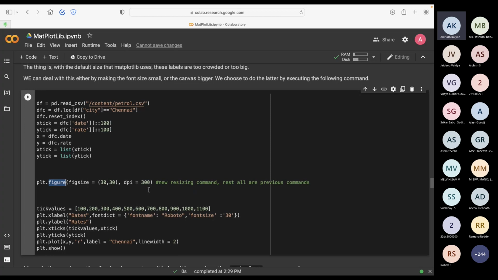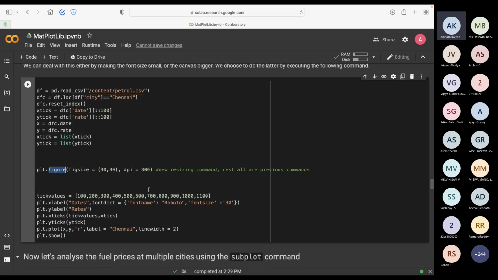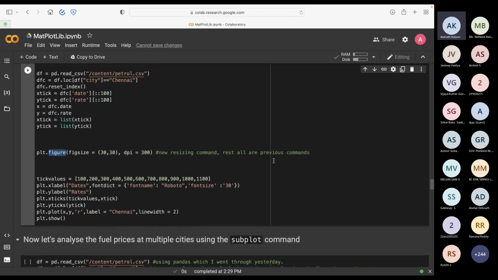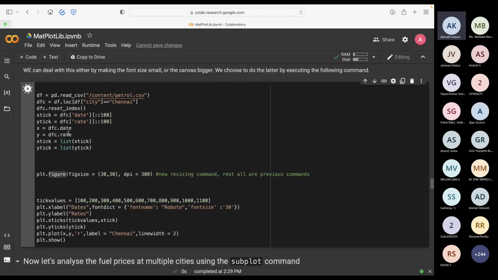So for every inch, it will try to put 300 pixels within that inch, or rather that square inch. So 300 pixels per inch. With this, your new resizing command, the rest are all previous commands. So I'll run this right now. It will take a bit more time, if you notice, because it's pushing larger pixels.